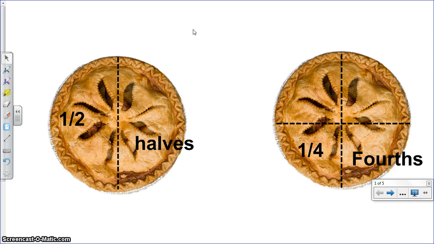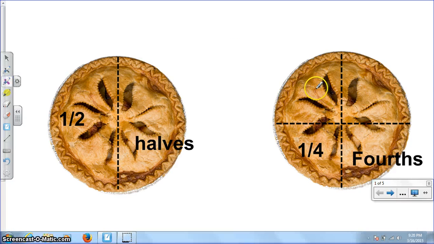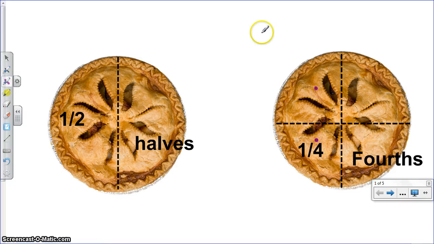If I look here and I take 2/4, so here would be one, two of those pieces, so 2/4, and I matched it up to there's 1/2 over here, I would see that 1/2 is the same or equals 2/4.